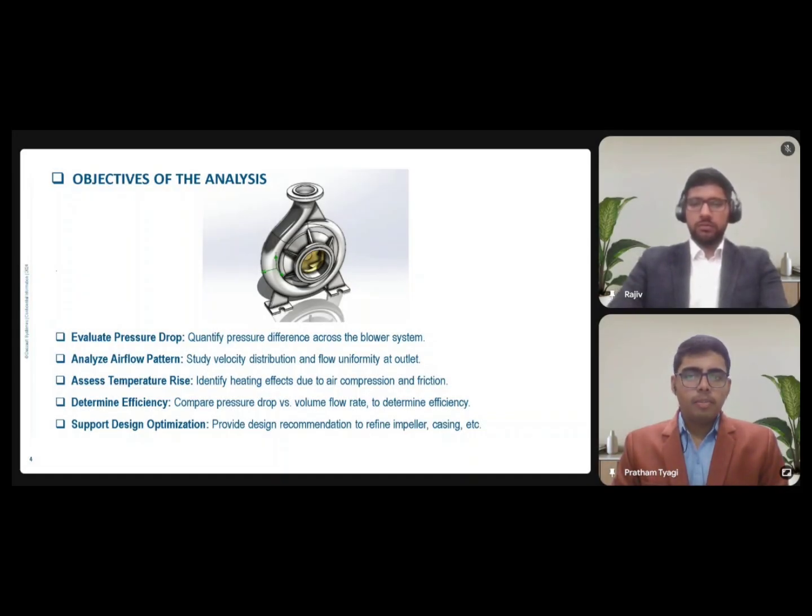Next up, we have the different objectives that are defined for this analysis: number one, evaluating pressure drop within the blower system, analyzing airflow patterns to assess the temperature rise, to determine efficiency, and to support potential design optimization. So these are some of the objectives that we specified for this analysis.